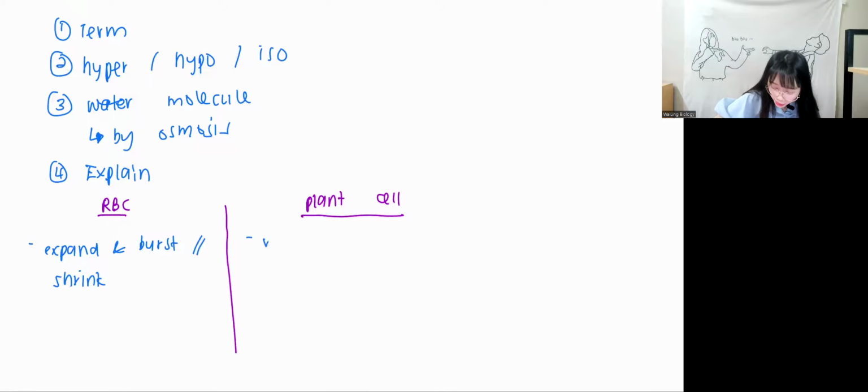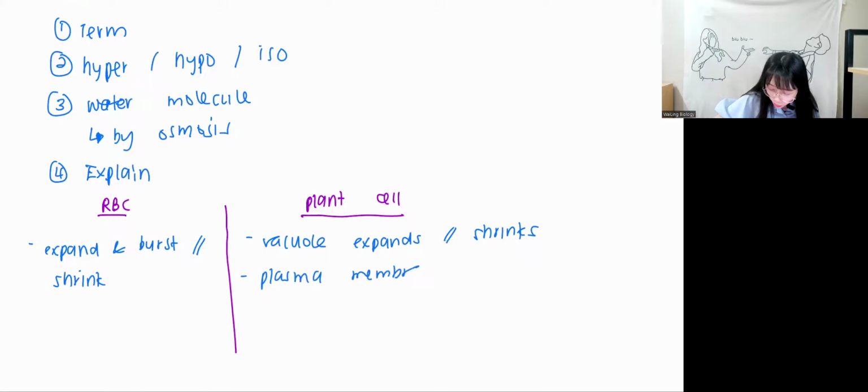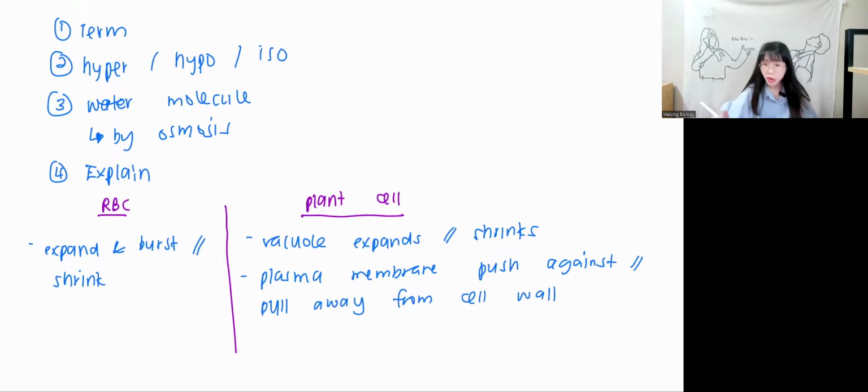Plant cell, you're going to write vacuole expands or shrinks. The other one, you're going to write plasma membrane pushes against or pulls away from cell wall. Push against or pull away from cell wall.